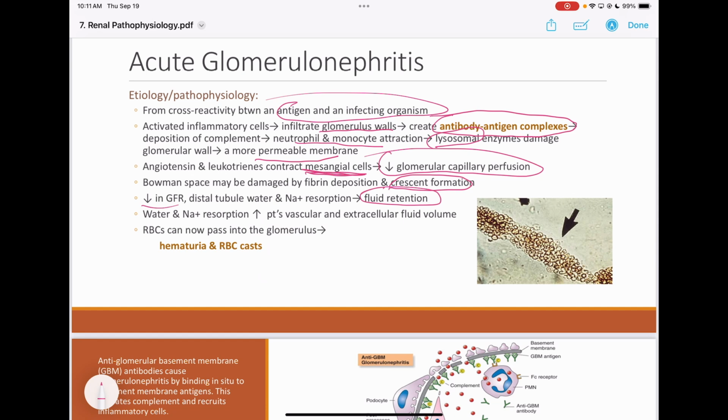Water sodium resorption, increase the vascular extracellular fluid volume, and because we've destroyed that basement membrane, red blood cells can now pass into the glomerulus, and we're going to get hematuria and red blood cell casts. We talked about casts yesterday. So the cast is because these red blood cells are now in the tubes, and they start to clump up and they make a cast, and that's what that is right there. And it's formed because it's the shape of the tube that it got squeezed through. So you'll see these red blood cell casts with acute glomerulonephritis.